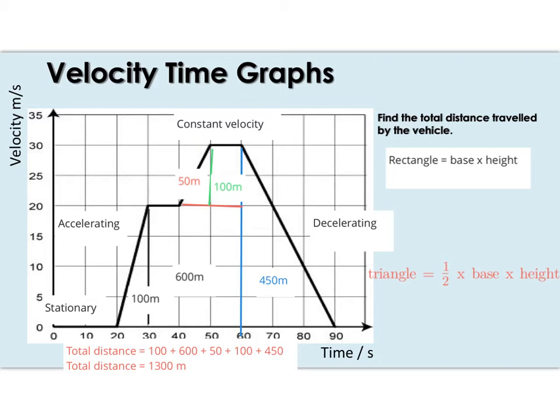So that is one way to work out the value of the distance travelled from a velocity time graph. Remember, it's always the area under the graph. There are some ways to do it. This one is breaking it up into shapes and working it out that way.